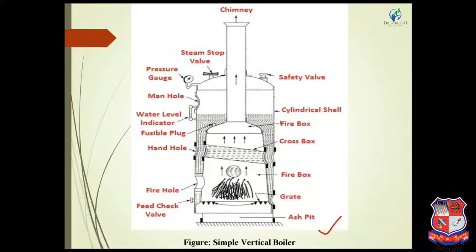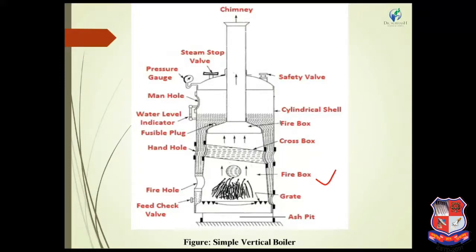First is the ash pit. The ash pit's working is that it collects the ash from the grate. What is the grate? The grate is the initial platform provided to the coal, on which we burn it in the ignition chamber.